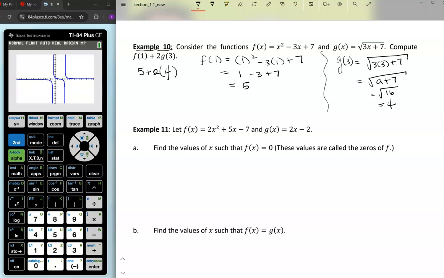So now 5 plus 2 times 4. Don't add these two. Remember order of operations. Multiply first. 2 times 4 is 8. And 5 plus 8 is 13. And that's our answer.